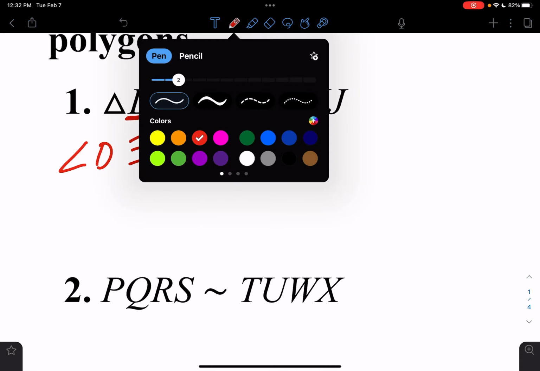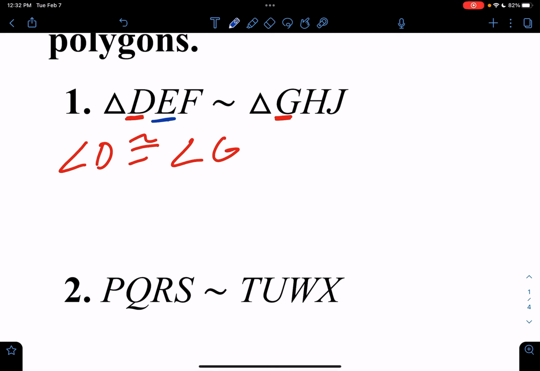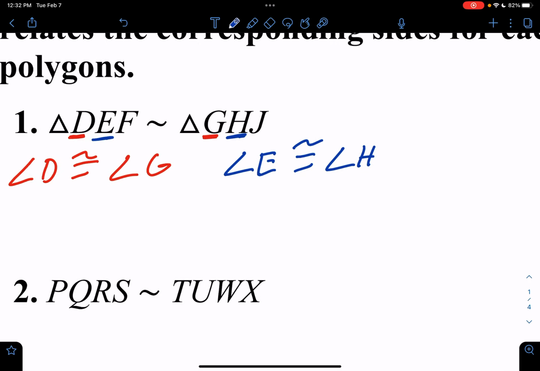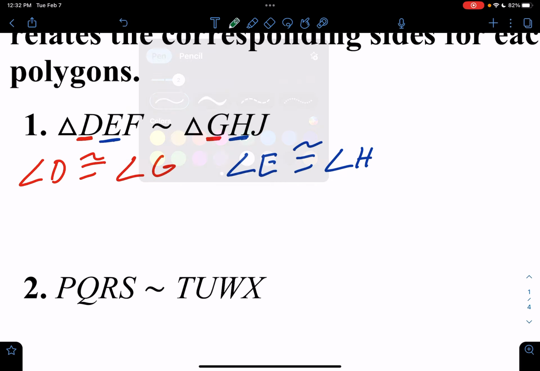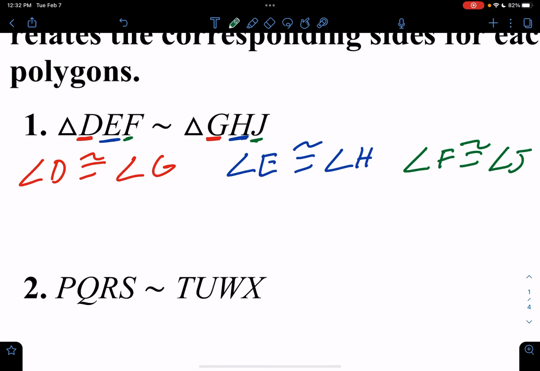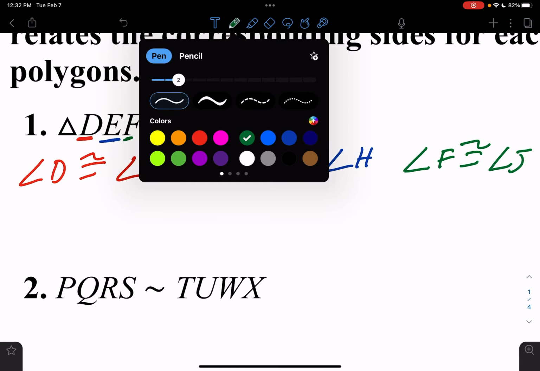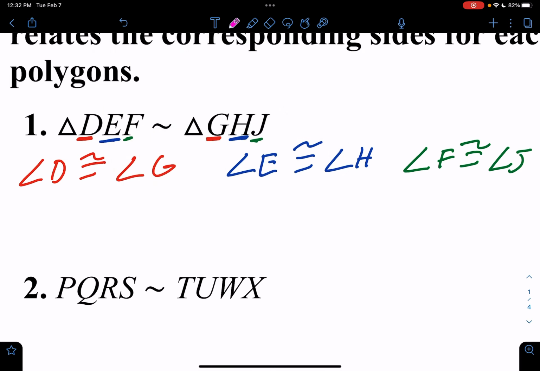I can say angle E congruent to angle H. And I can say angle F congruent to angle J. Because order matters. Just like that order matters, there are going to be sides in between all of these angles.